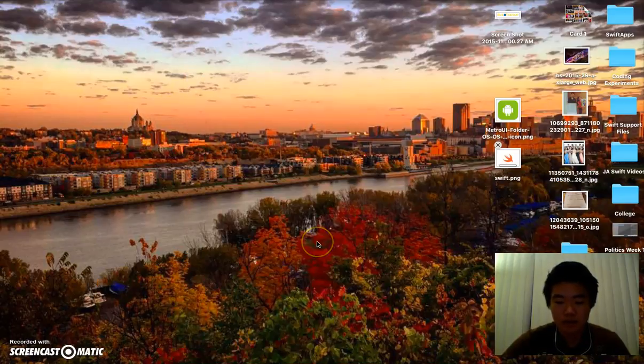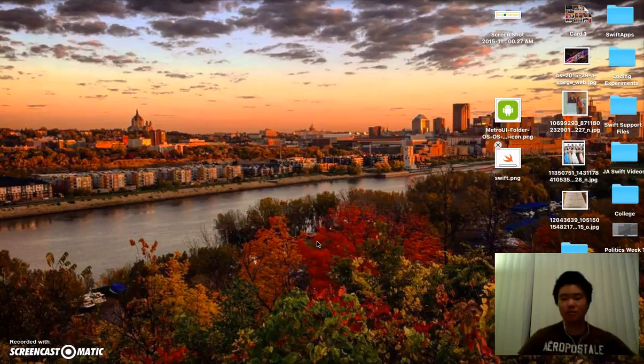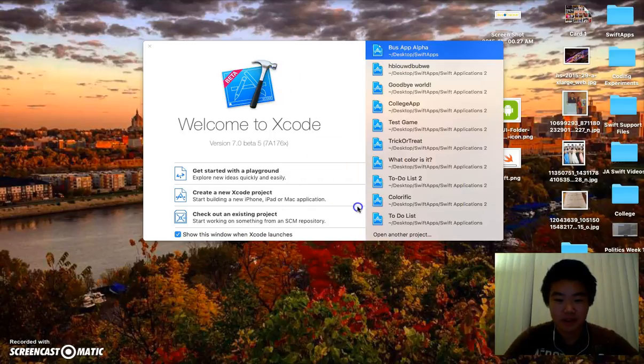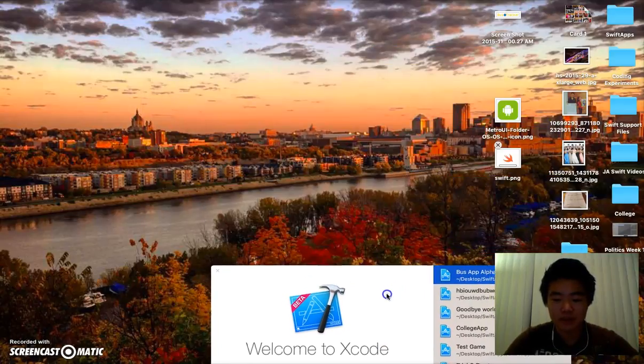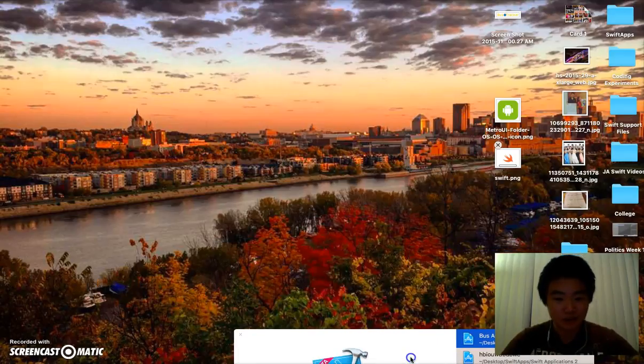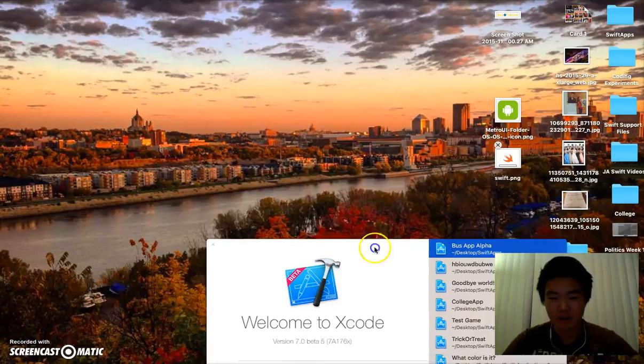I should probably use the command space shortcut a little more. Oh, I changed my background, by the way. It's a picture of St. Paul in the fall, which rhymes. Also, it's a very, very pretty background. I like it a lot.